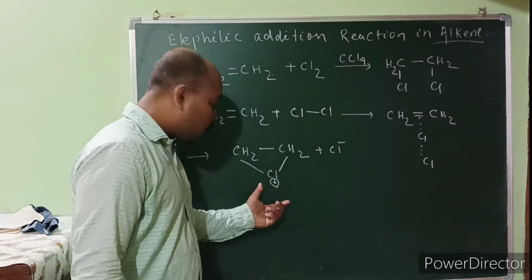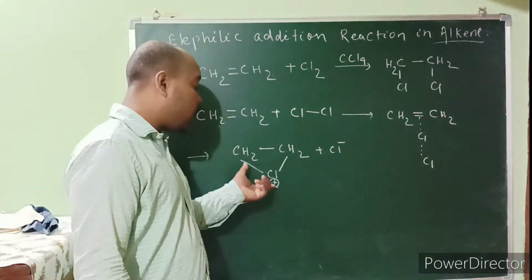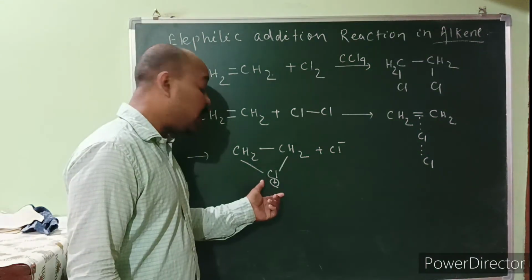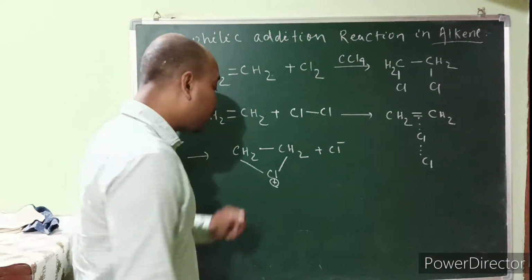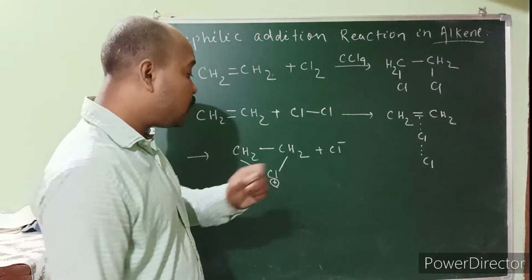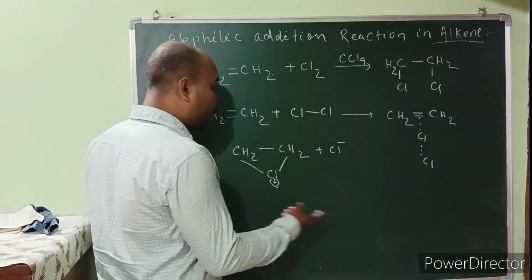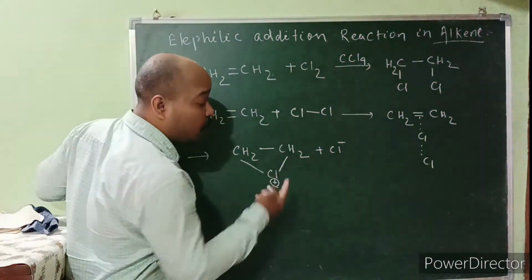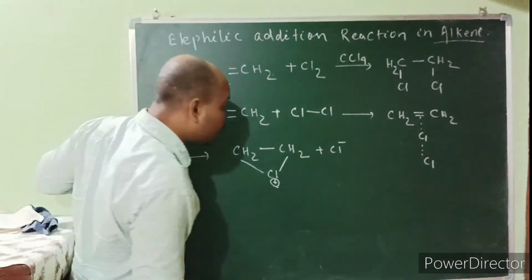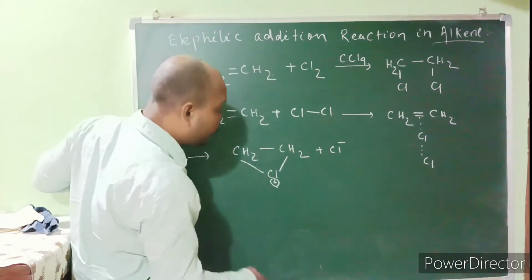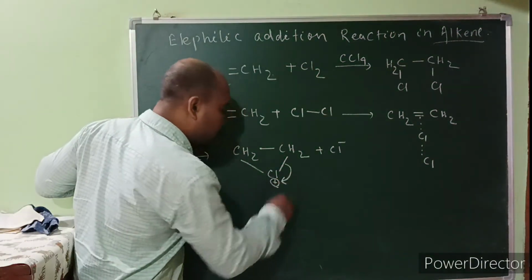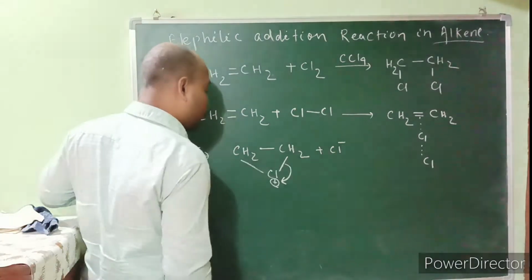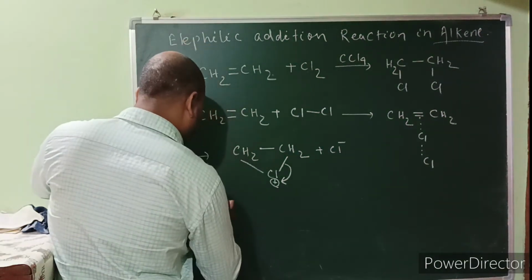Now in this case both sides have the same number of carbon atoms, with the same effect, so it can withdraw from any side. So I am thinking this is withdrawing electron from this bond. Now what will be the product?